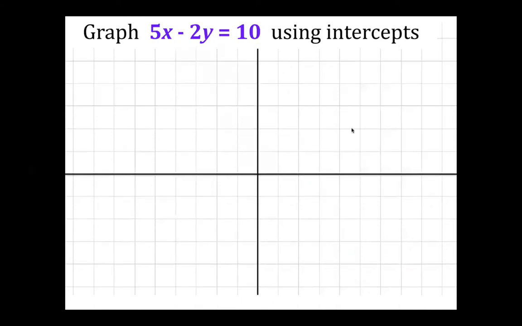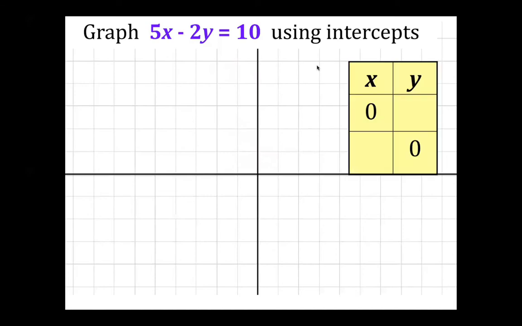Okay, let's go ahead and look at another example. We have 5x minus 2y equals 10. I'll lay out my chart right there just so that we can organize our points. So first, I'll substitute x for 0 to find my y-intercept.